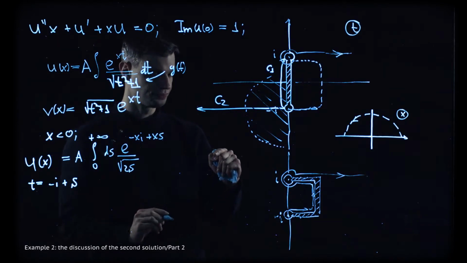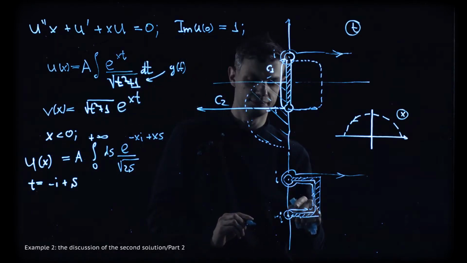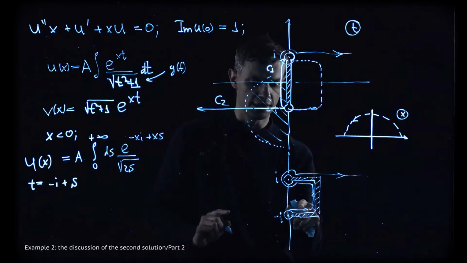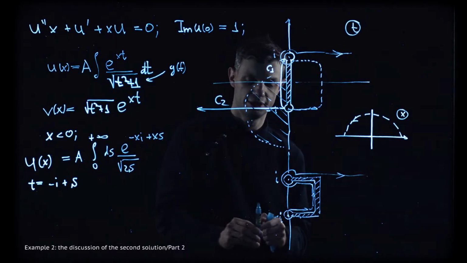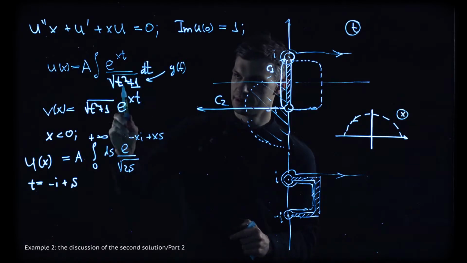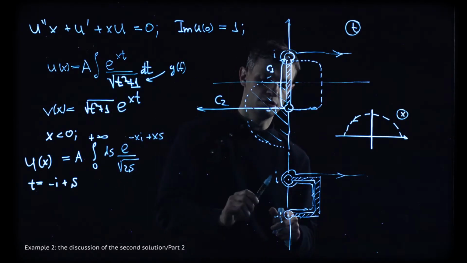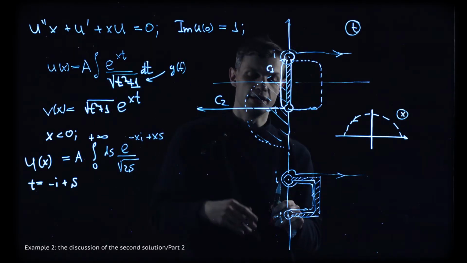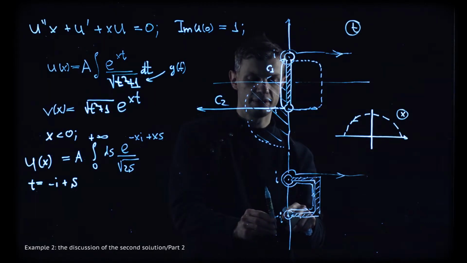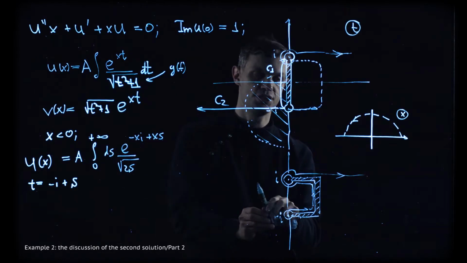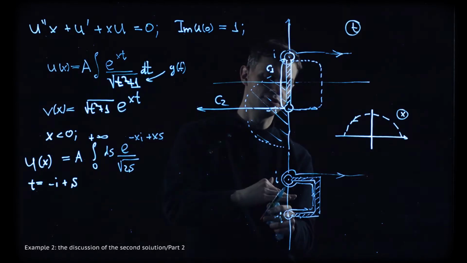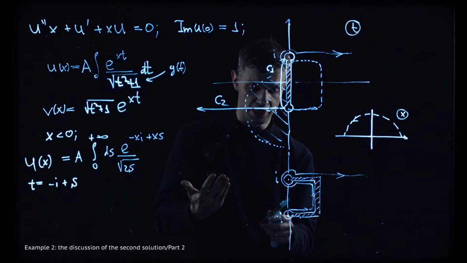Now we need to define correctly the argument of this complex g of t function. On this line it was positive, but now the argument of the t plus i factor here is changed by minus pi by 2.